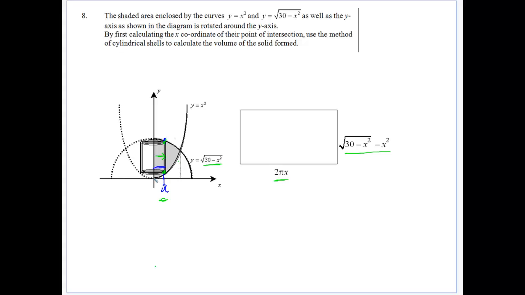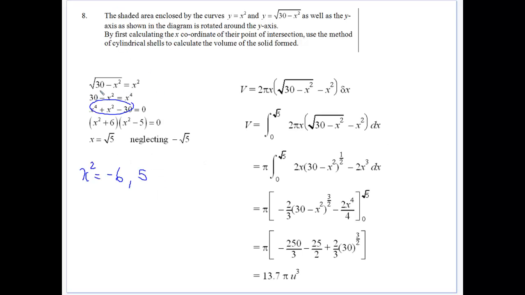So we're going between 0 and this value here, because that's our x value. But what is that x value? Well, we have to solve them simultaneously, and we can't get that, because that's going to give us complex solutions. So it doesn't work. So it's either minus 5 to 5, but we only had that one there. So we get x is equal to root 5. That's going to be our limit of integration. And our volume is 2 pi x times our root there. So that's what we're going to be left to integrate.